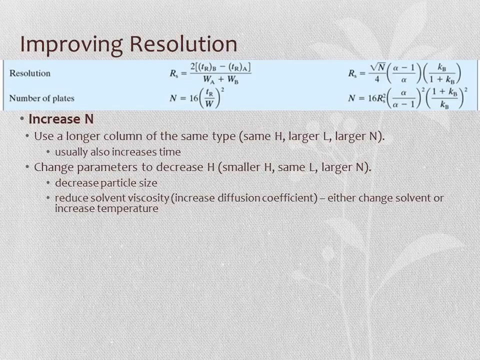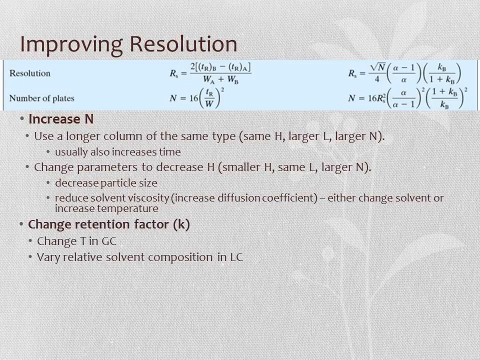To increase resolution, to make that number bigger, which is better, we can increase the number of theoretical plates. To do that, we can use a longer column, but that usually increases the time. Or we can change the parameters on our column, keep the same length, and just decrease our plate height. So that's all that stuff I just talked about, decrease particle size. You can also manipulate diffusion coefficients by decreasing the viscosity of the solvent by changing your solvent out altogether, or increasing the temperature to reduce viscosity.